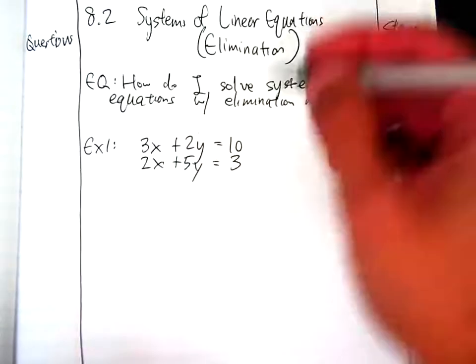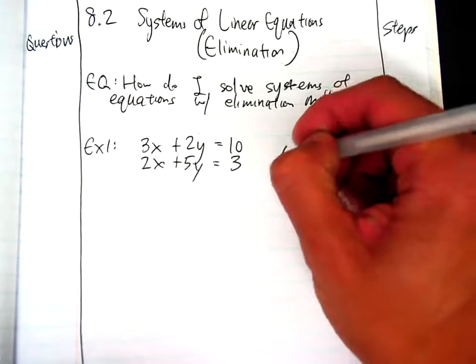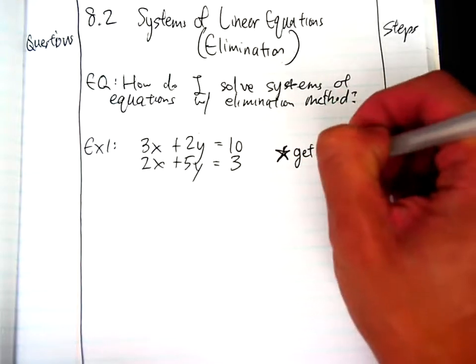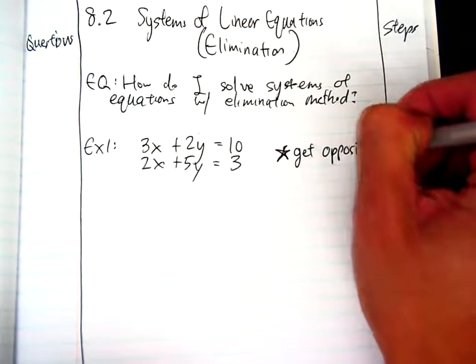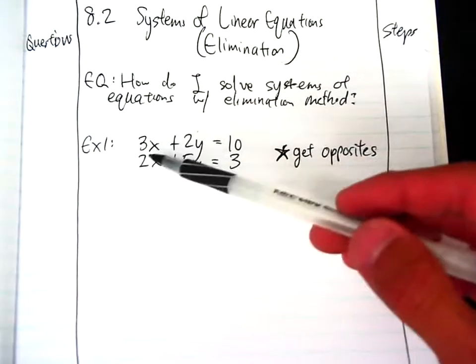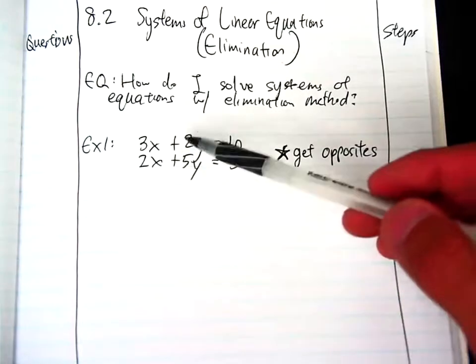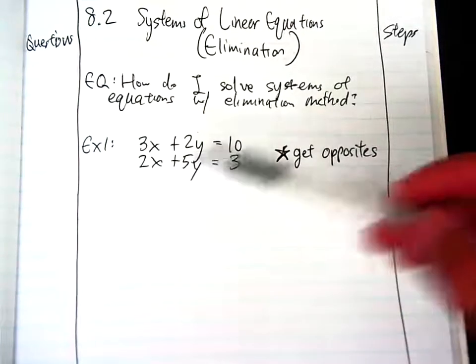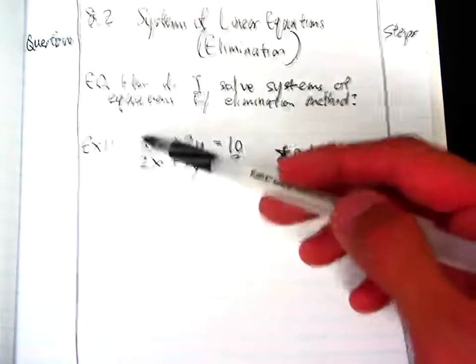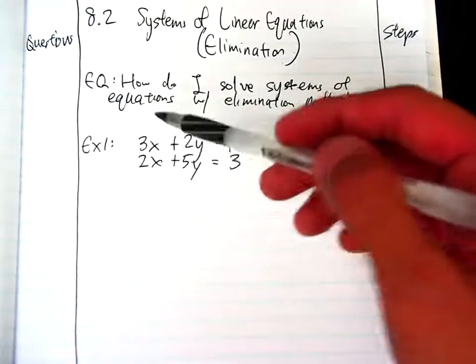And here's my equation. I've got two lines. I want to know where they cross. The first step is I want to get opposites. If I have a 3x, I want to somehow get a negative 3x. Or if I have a 2y, I want a negative 2y. Since they're not even the same number, I want to get them to the same number and opposites.